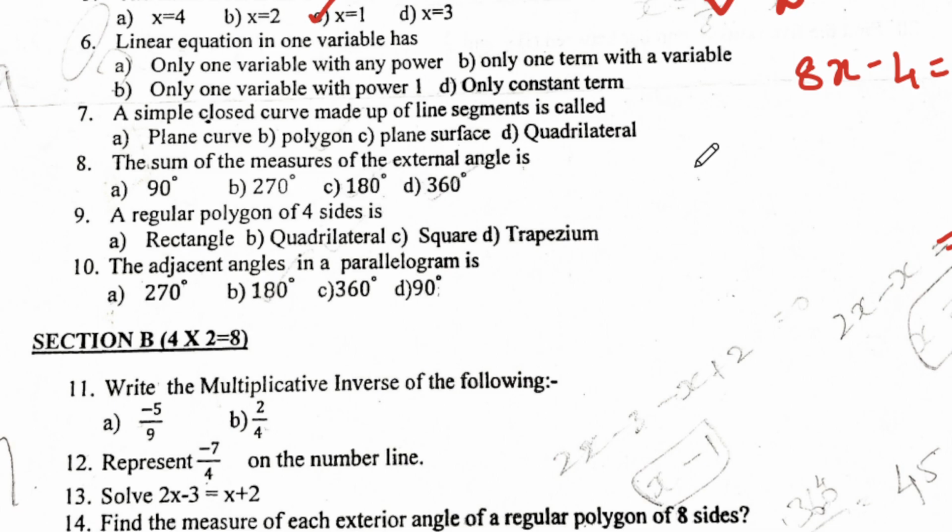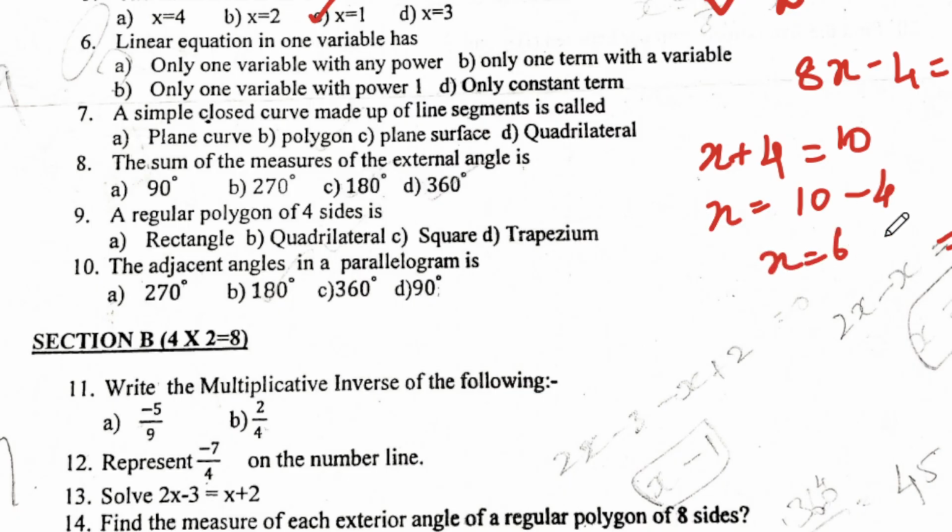Okay, for example, let me write one linear expression. Imagine x plus 4 is equal to 0. So x is equal to 10 minus 4 and x is equal to 6. So we observe that x plus 4 equal to 0 is a linear equation. This is a linear equation with one variable x and has one solution. So x got only one solution.